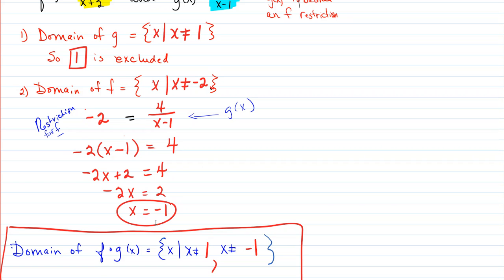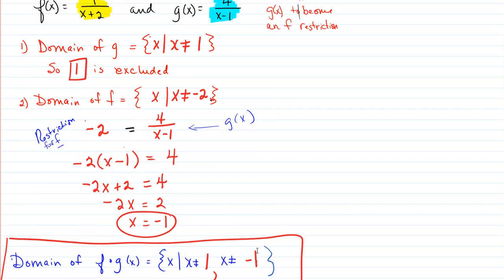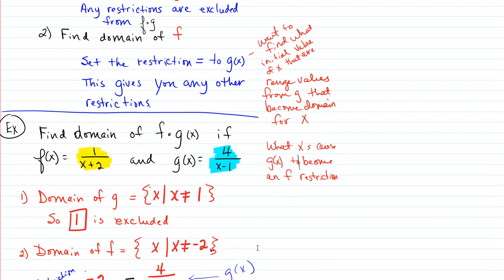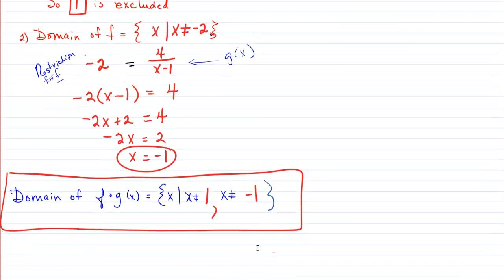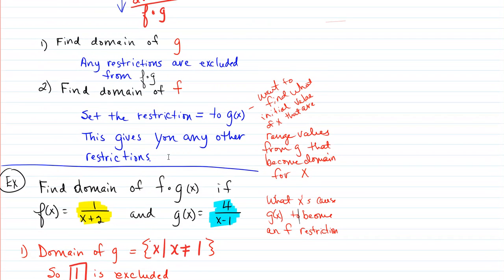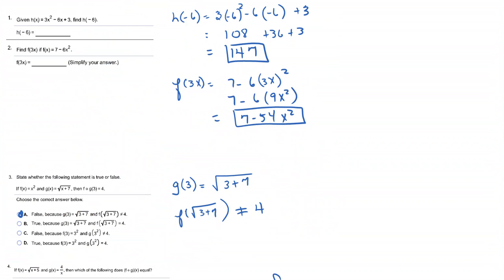So now I've got two things in my restriction for the domain of f of g: x can't be 1 and it can't be -1. So follow that path, follow those steps, and you should be okay. Let's go look at our problem set.